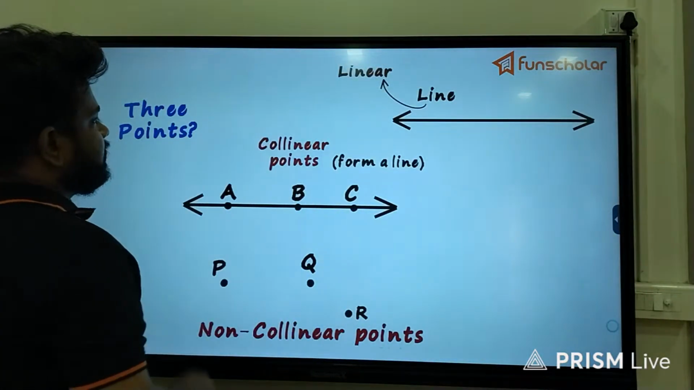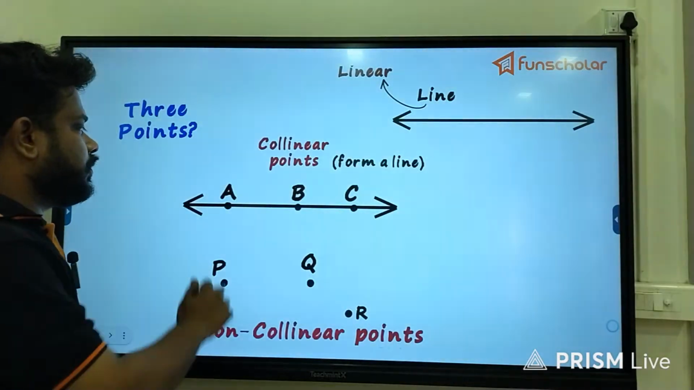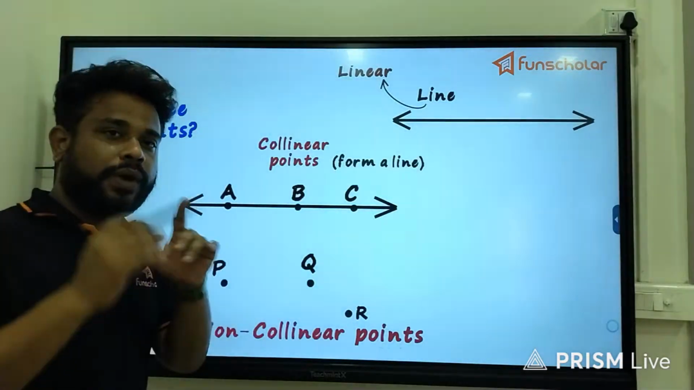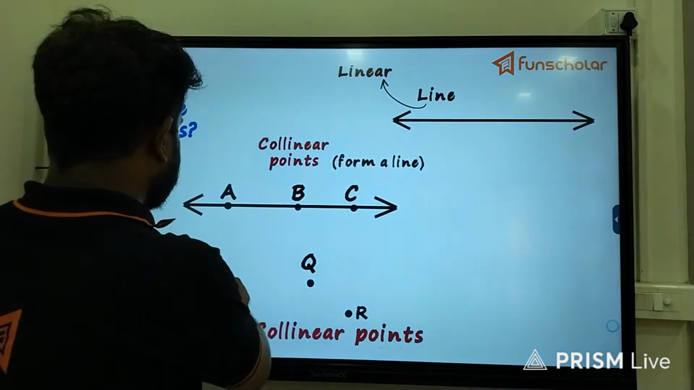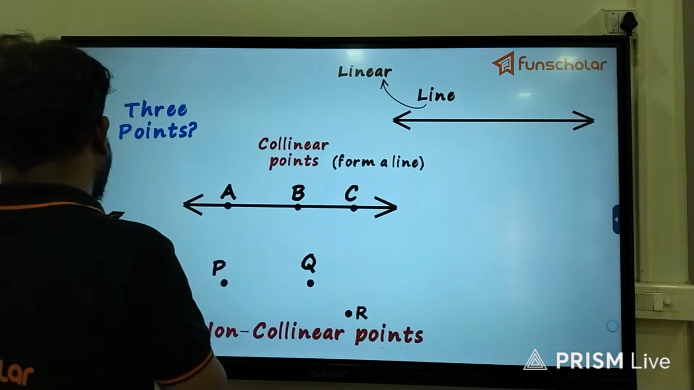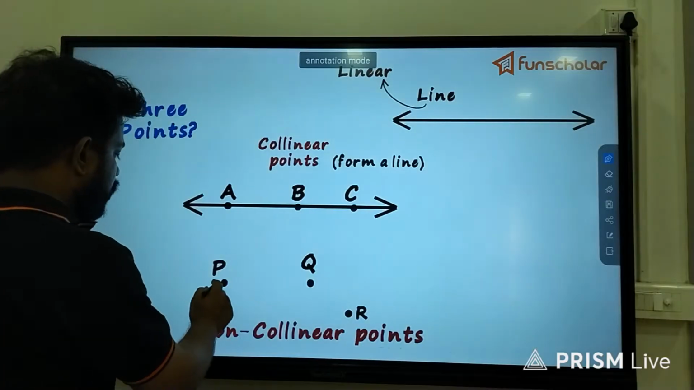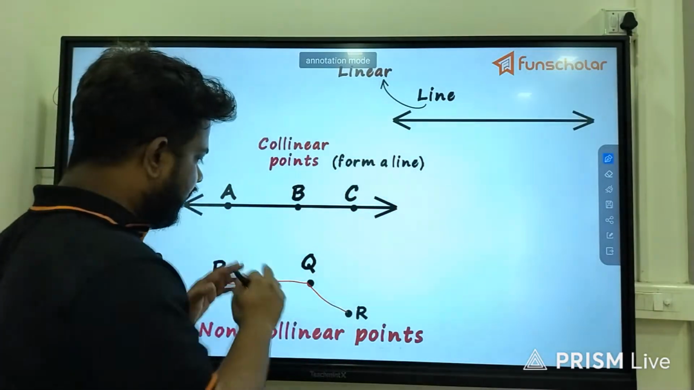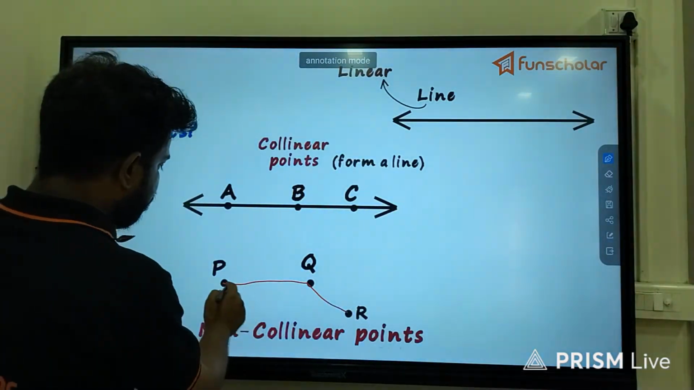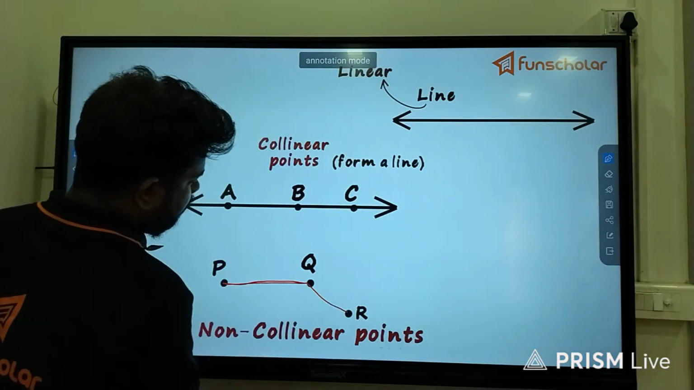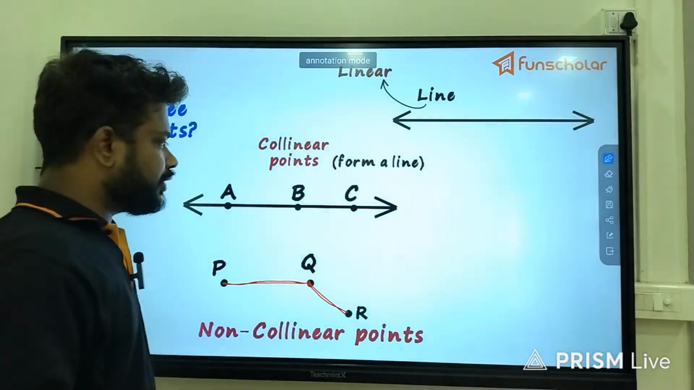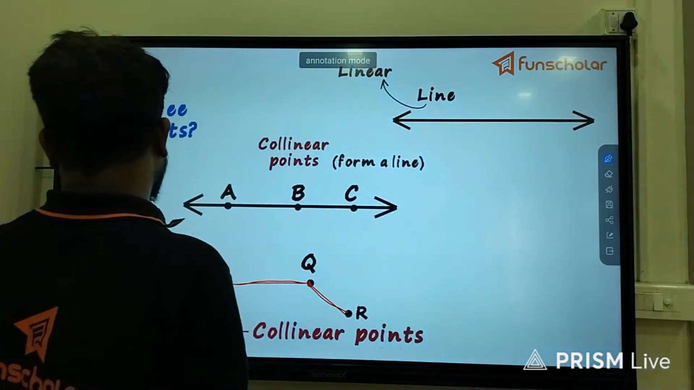Okay, so this is an example of collinear points, because A, B and C are 3 points lying on one line, and points like P, Q, R will be non-collinear points because they won't have one line. If I draw lines like this, P to Q will be one line and Q to R will be another line. That's why they are non-collinear points.